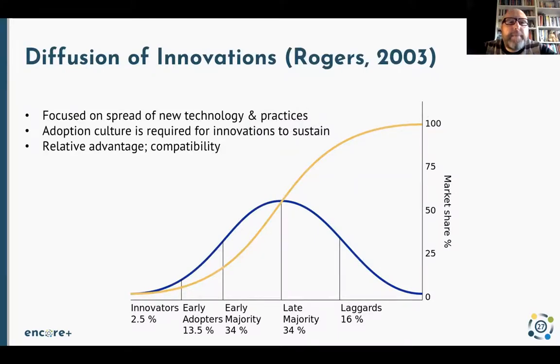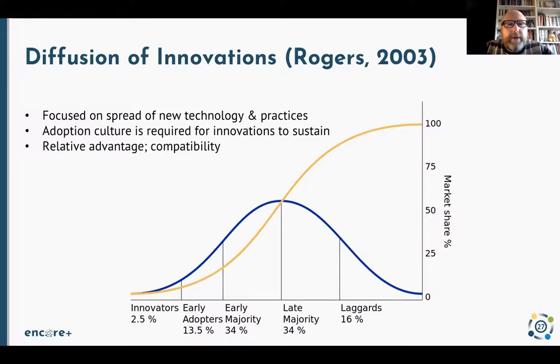And so this graphic shows you the yellow line is overall market adoption, and the blue line is the rate of adoption. So that's a sort of standard distribution. And the idea here is just that you have early adopters and laggards, and there's a sort of staggering over time of how things come to market and get adopted.